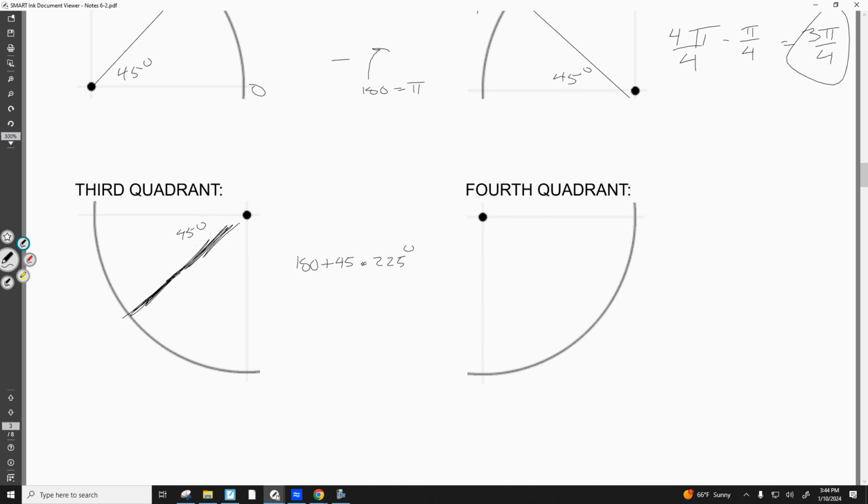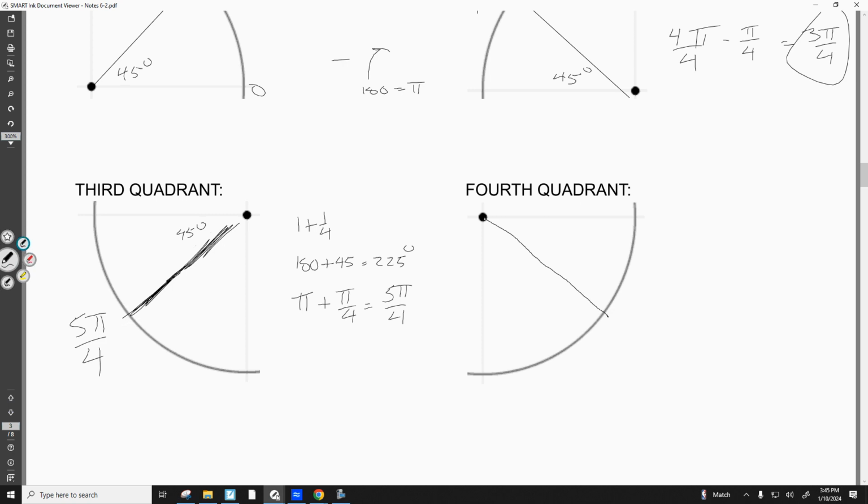We got pi plus pi over 4. What's that? Well, it's just like 1 plus 1/4. That's 5 fourths, or 5 pi over 4. That's 5 pi over 4. Could you tell me what this one is?